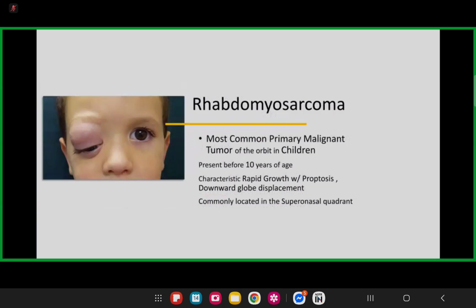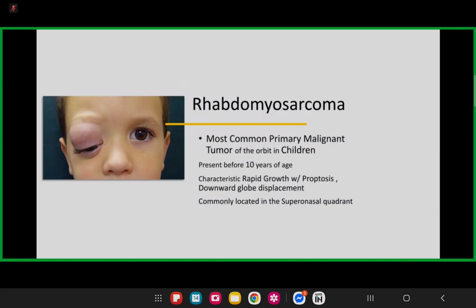Next is rhabdomyosarcoma. If you look at these patients, they may look like preseptal cellulitis. They may look like your capillary hemangioma. So we must be observant, and we must have different differentials. Rhabdomyosarcoma is the most common primary malignant tumor of the orbit in children. This often occurs before the age of 10 years old. These patients would have rapid growth of the mass associated with proptosis and downward globe displacement.